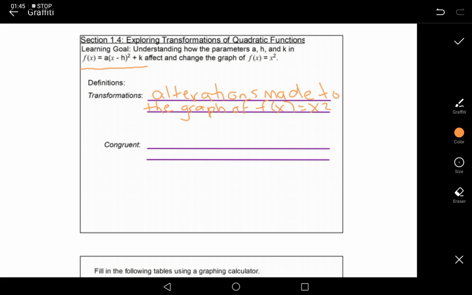The other definition that we're going to need to know is congruent. And to make this very simple, we're just going to define this for our case, for this lesson, as having the same slope. Just to make it easier. Congruent obviously is going to mean different things based on the context, but for this, we're just going to think about it as having the same slope.